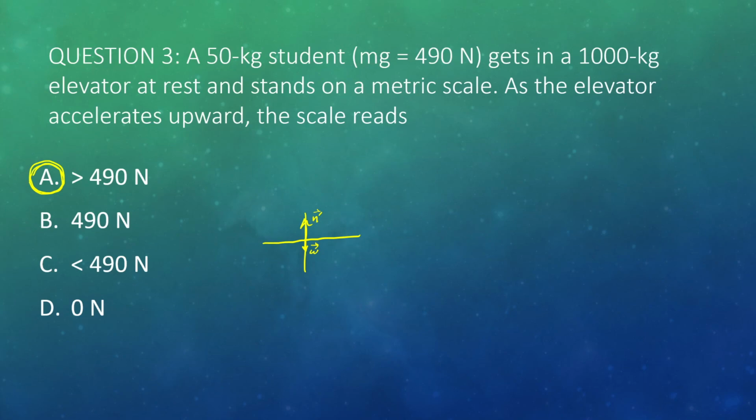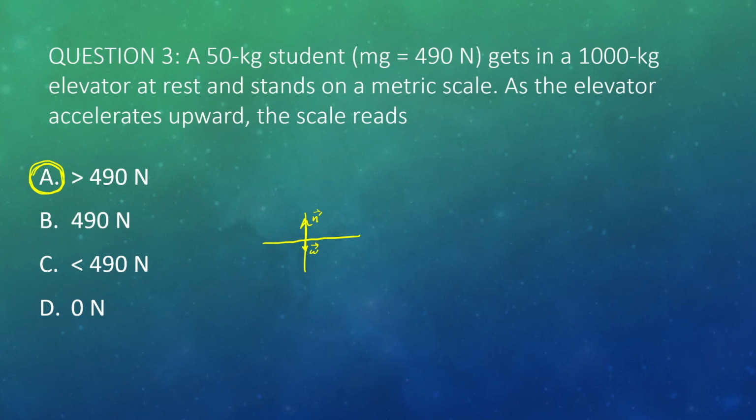So again, the process of reasoning here: upward acceleration means an upward net force, which means the force pointing upward, the normal force, is larger. And we know that the normal force is what's supporting us, meaning that is our apparent weight, or what the scale would read. It's larger than the actual weight, so it's bigger than 490.